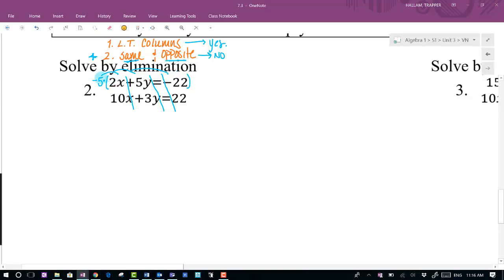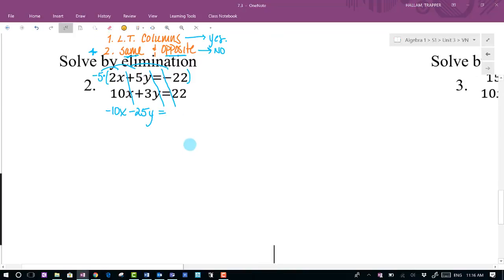Okay? In doing that, what I'm going to get from that multiplication is this is going to turn into -10x. And that's what I want, because now this column will drop out, it will turn to 0. And that's our plan for elimination, is to get one of the columns to turn to 0. So let's go ahead and do that multiplication. -5 times 2x is -10x. -5 times positive 5y is -25y. My equal sign drops down, and -5 times -22 is positive 110.